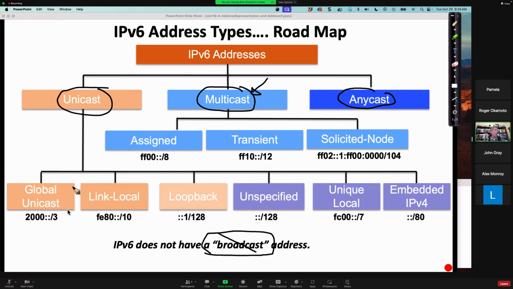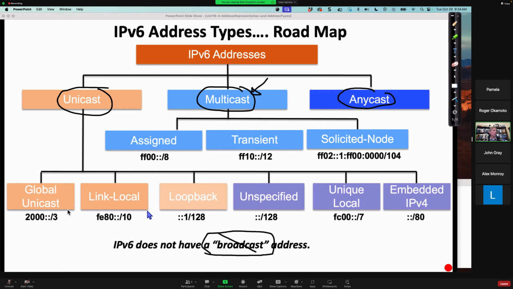Now in IPv4, our unicast is really just a single unicast address. Yes, we have some special unicast addresses. We even have what they call a link local, but it's really different. It's a PIPA address. We'll talk more about that a little later.